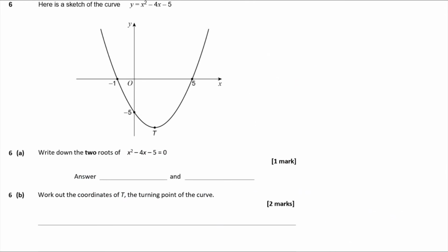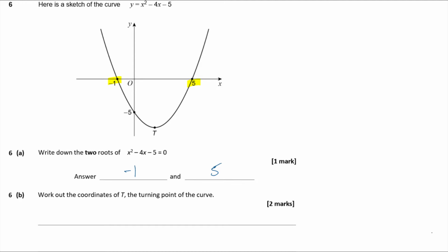Question 6, here is a sketch of a curve y equals x squared minus 4x minus 5. And we've got the graph, it's showing me the roots, I've got the y-intercept, and I've got a point T, which I'm guessing is the turning point or the lowest point on the curve. Now it says write down the two roots of x squared minus 4x minus 5 equals 0. Now the roots are where it passes through the x-axis, and I can see there then that the roots there are at -1 and at 5. Okay, so the roots are -1 and 5.